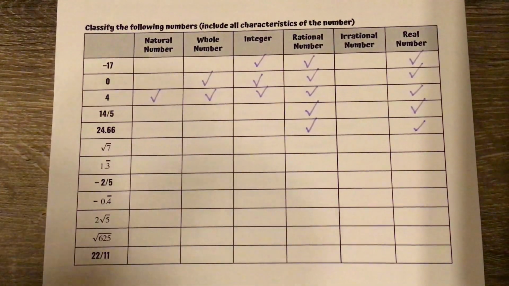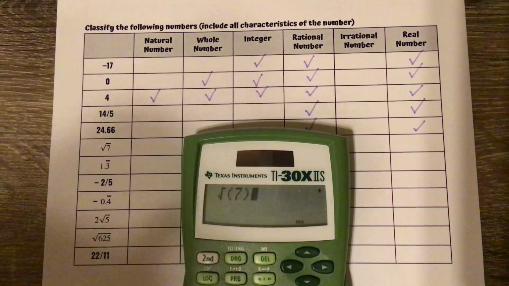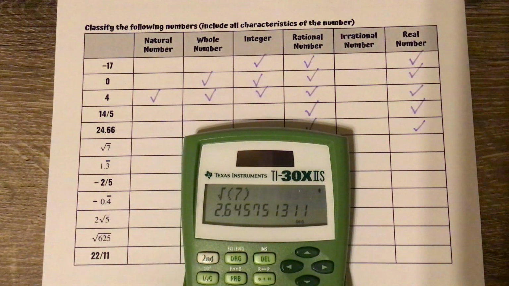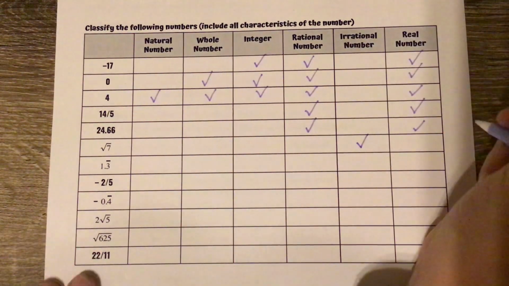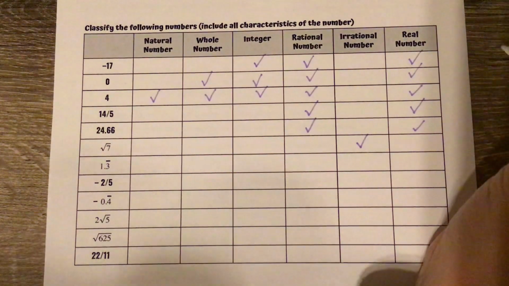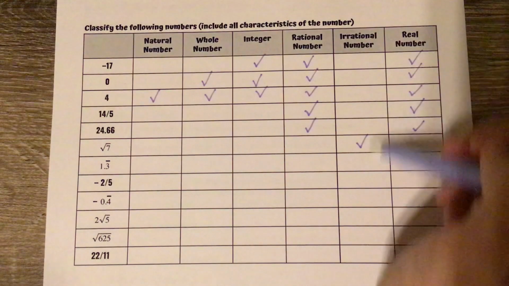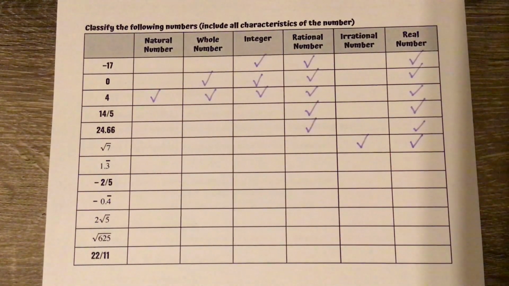All right, the square root of 7. I'm going to double check on my calculator. Square root of 7 gives me a decimal that does not repeat and keeps going on forever. Those are irrational. Remember that we said a lot of times the square roots are irrational. Every single number that we are working with is within the real number system. So if it's irrational, it's also a real number.